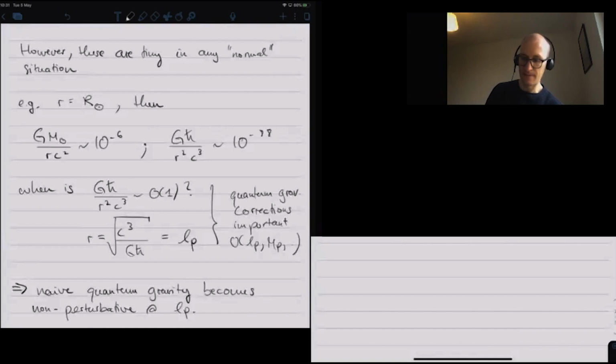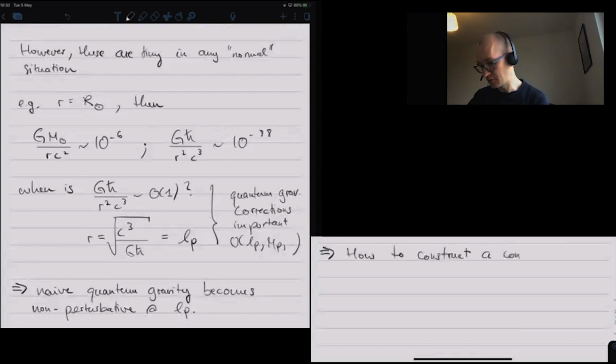Okay, and so then the question arises, obviously, how do we go beyond this? There is not a good theory of spin 2 objects at the Planck scale using the approach that we have. So the question is then, how do we construct, let's say, a consistent S matrix of something like a spin 2 massless object?